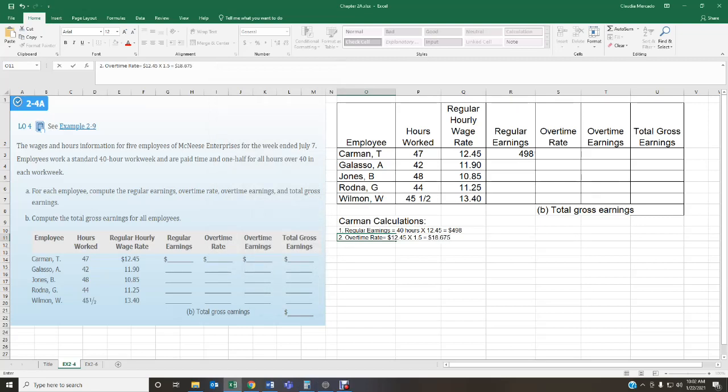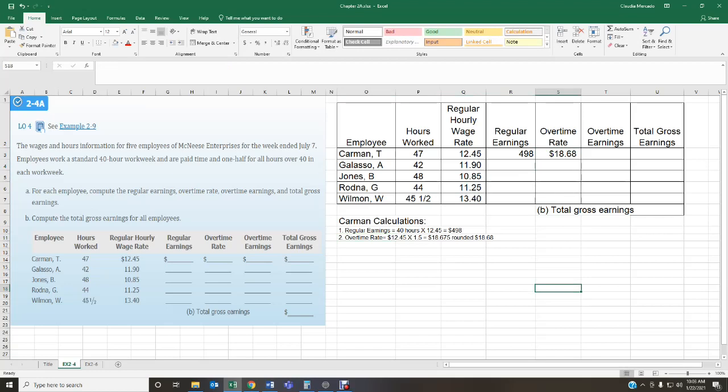18.675. Now that needs to be rounded to 2 decimal places. So we're going to look at that third digit. That third digit is a 5, so that means we're going to be rounding to $18.68 an hour. So remember, you look at the third digit. If it's between 1 to 4, you keep it as a 7. If it's 5 or greater, you make that an 8, which is what we did here. So my overtime rate is 18.68.